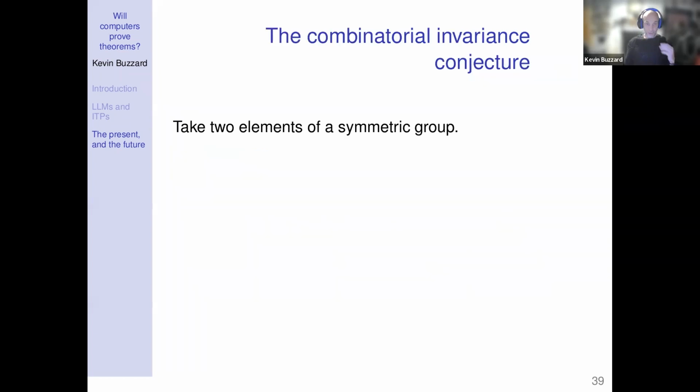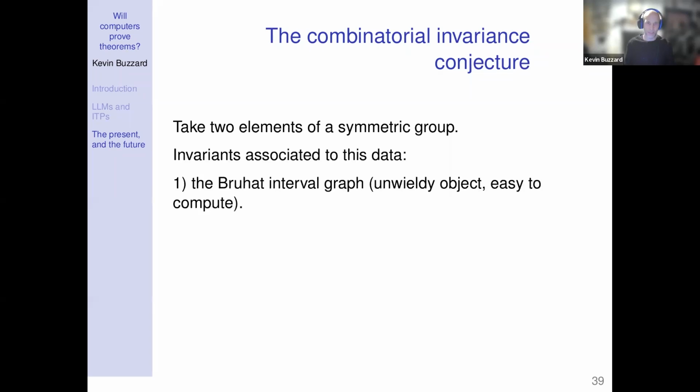Here's another example. This is the same team from DeepMind, but also Geordie Williamson from the University of Sydney. Here's the combinatorial invariance conjecture. Take 2 elements of a symmetric group. Given that piece of data, you can make a sort of slightly unwieldy graph called the Bruhat interval graph. I'll show you a picture of one in a minute.